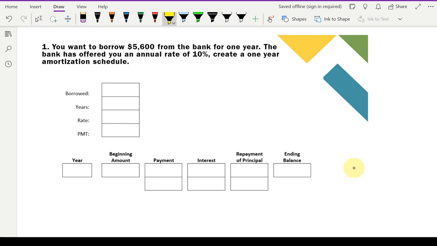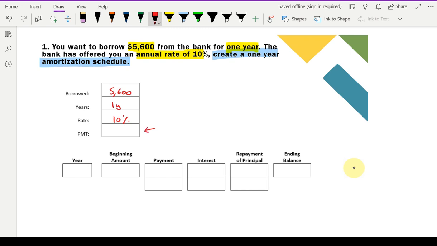You want to borrow $5,600 from the bank for 1 year. The bank has offered you an annual rate of 10%. Create a 1-year amortization table. That's what we're going to do here. Okay, so how much have we borrowed? This is a little different. As you can see, the layout is different. So how much have we borrowed? We've borrowed $5,600 for how many years? For 1 year. What's the rate? 10%. And this is what we need to calculate, okay?